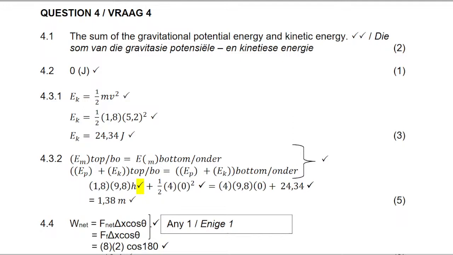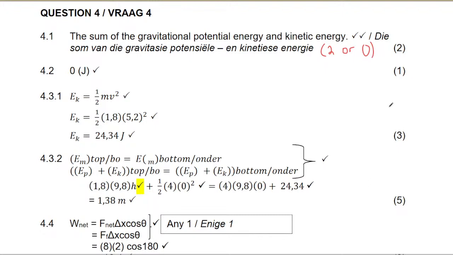Number 4.1, define mechanical energy. This will be a 2 or 0, Mr. Nambane, please indicate there. The sum of the gravitational potential energy and the kinetic energy, that will be 2 marks. For this one, we are going to be a little bit strict. It is a 2 or a 0.